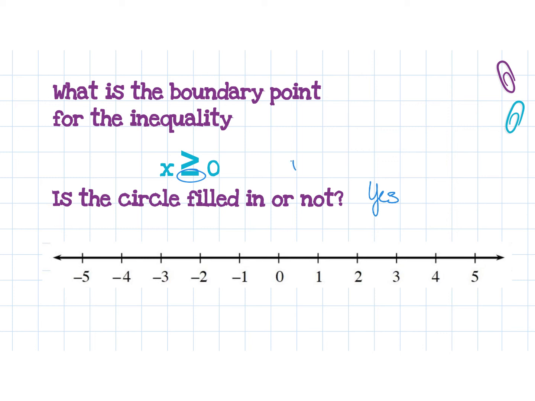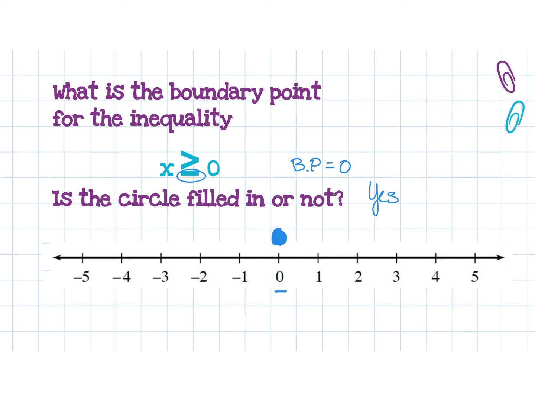What is our boundary point here? Well, it's 0, and 0 can be a boundary point. It's on the number line. If you look above you in my classroom, you can see 0's right there. So we're going to come down to 0. We're going to circle it and color it in, because we also have equals to right above that 0.